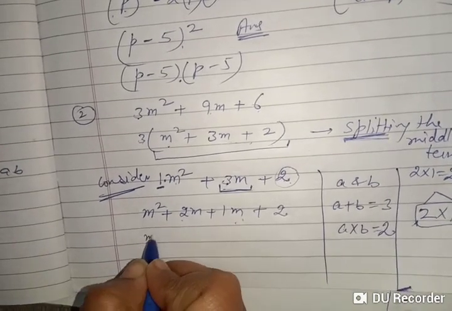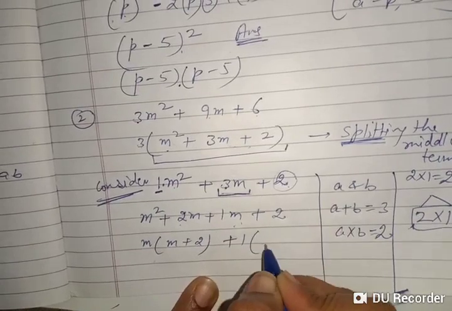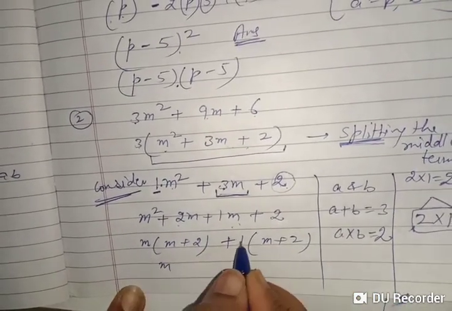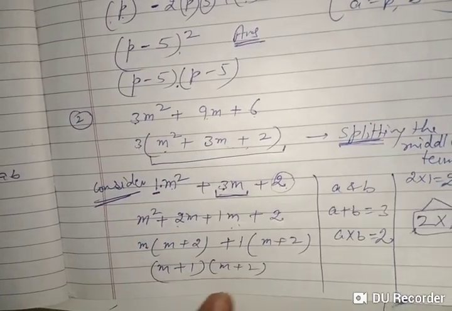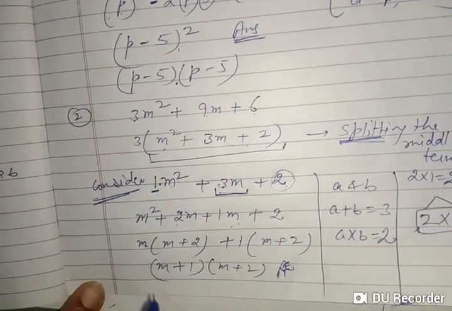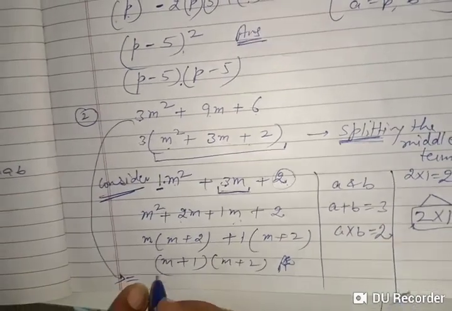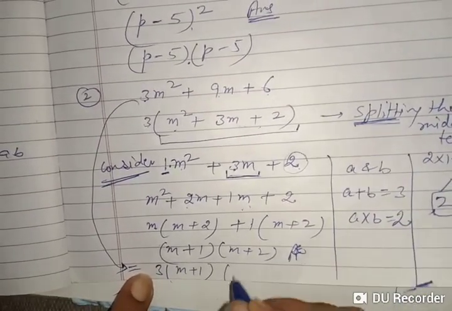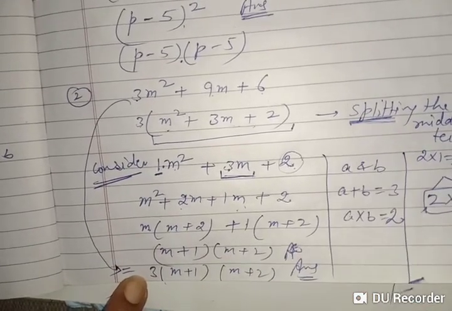Now take m common. It will be m plus 2. Take 1 common. Then again m plus 2. Now we can write these two in one bracket, and this in another bracket. So this is not our final answer. The final answer of our question is 3 times m plus 1 and m plus 2. I hope this is clear to you.